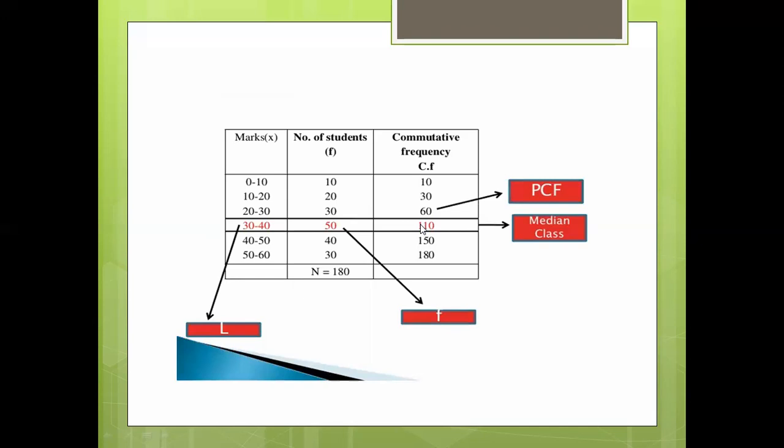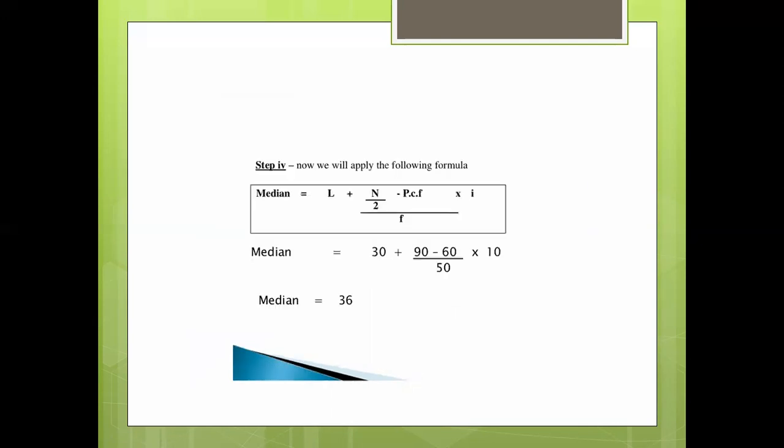ये 110 हमने फाइंड इसलिए किया क्योंकि हमें मीडियन क्लास चाहिए था, इसलिए। अभी ये सब वैल्यू फॉर्मूला में पुट करो। यहाँ पे फॉर्मूला का नोटेशन थोड़ा अलग है। PCF that is the cumulative frequency and I is H. Okay, put all that value in this formula, then we get what?